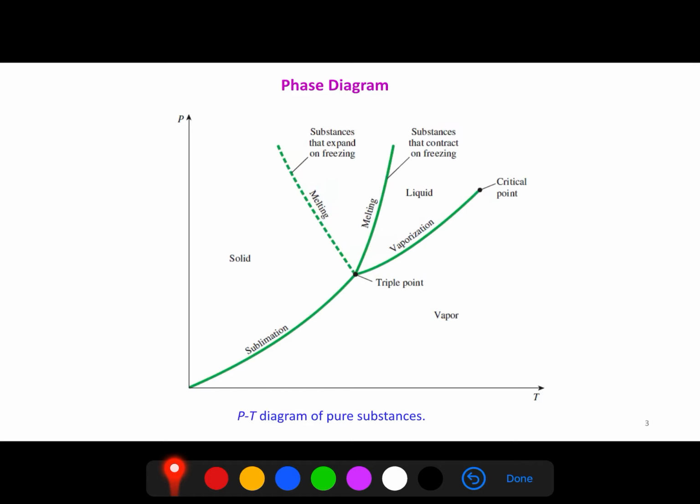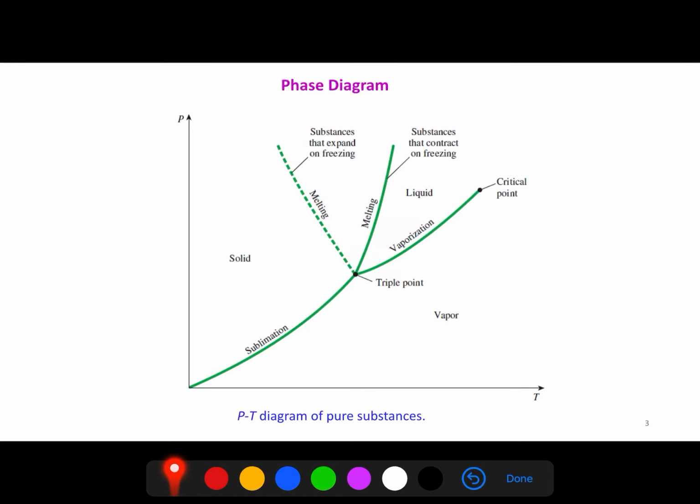It has a unique characteristic if you compare this diagram with the two other diagrams. You can remember that in the other two diagrams, the temperature was an increasing trend or a decreasing trend. But here you will see it has three different phases which are separated by three different lines.